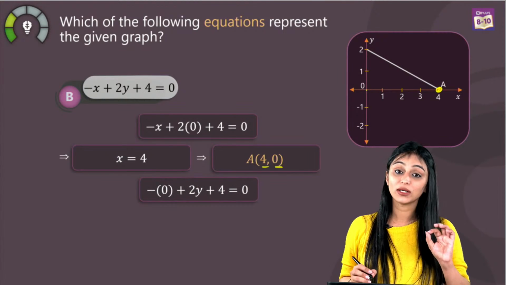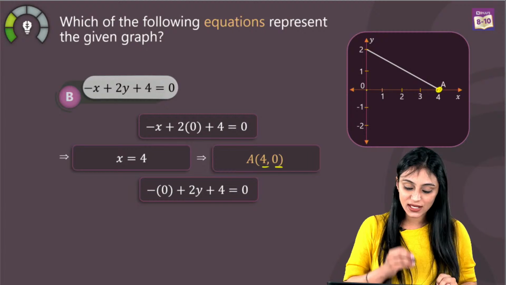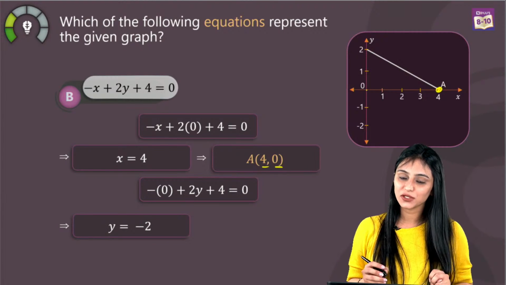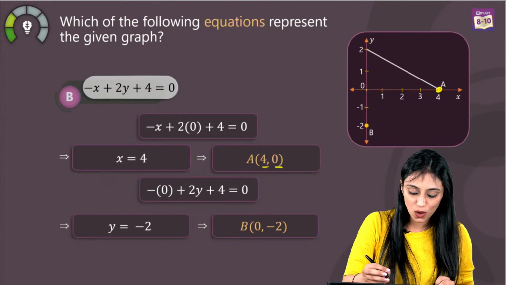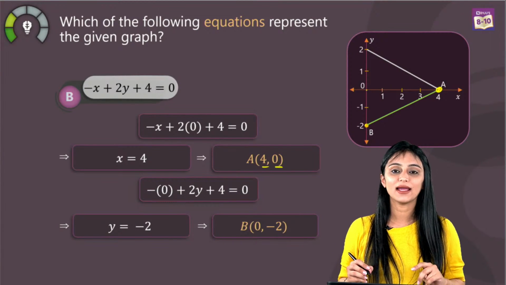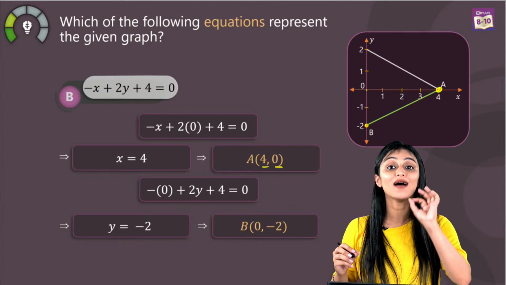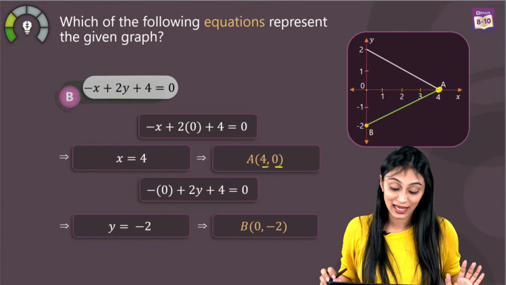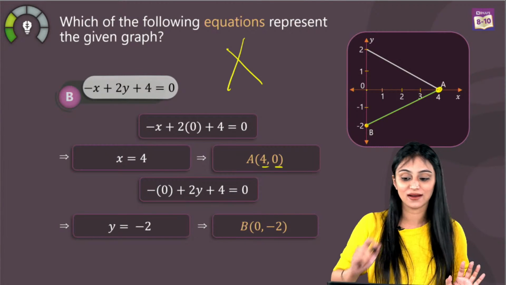Now let's put x as 0. So once I put x as 0, the value of y is going to be minus 2. That means B is (0, -2), which is here. Once I join these points, I get this line. Again, it is not matching with the given graph of the question, right? So this also cannot be our answer.